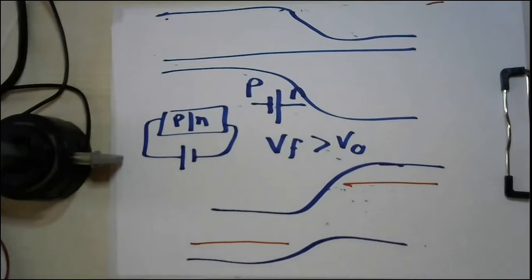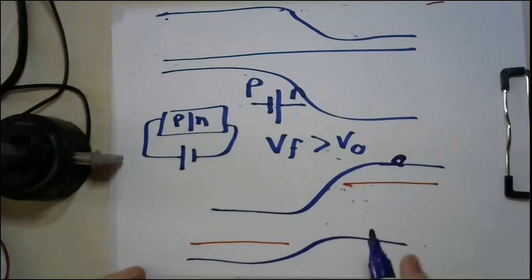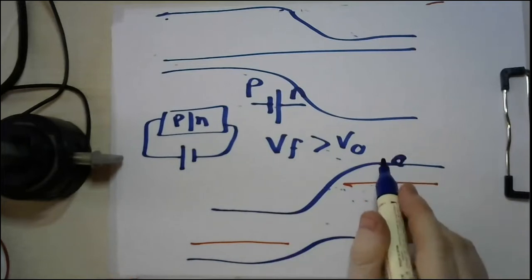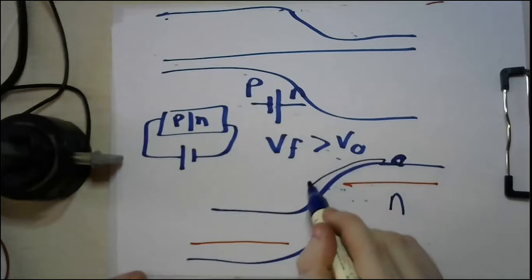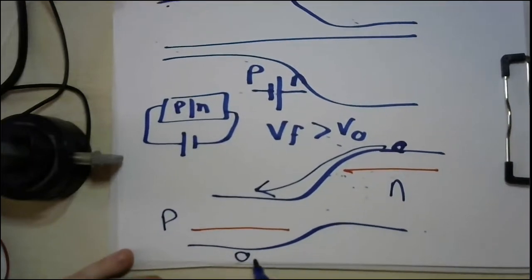And as you can see now, electrons, here this is the N type. You have a huge number of electrons. These electrons will drift here. Here this is the P type. You have a huge number of holes. Holes will drift here. So you have a huge amount of current when VF is greater than V node.